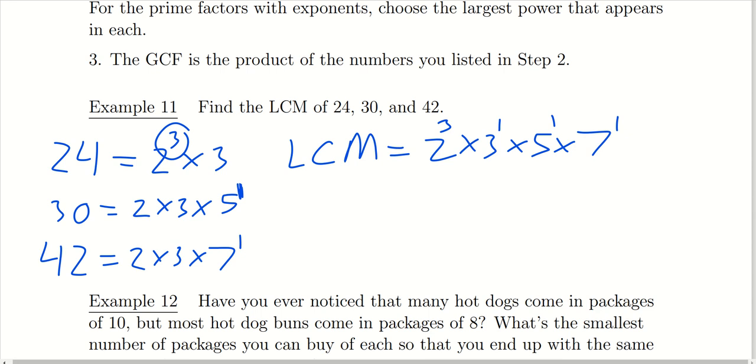And if we multiply that all the way out, we should get 840. So the LCM of all of those numbers is going to be 840.